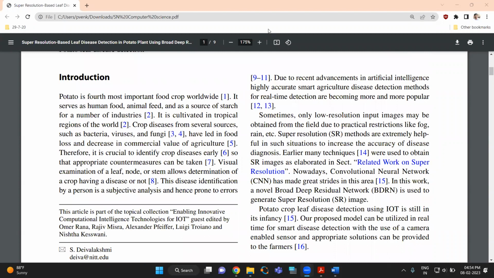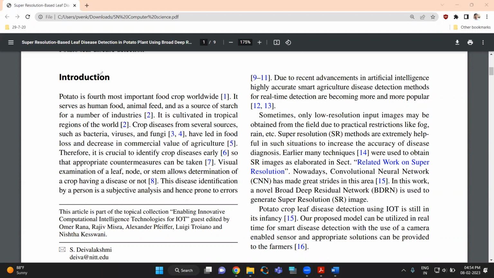In this introduction, whatever the leaf we are taking, here we are taking the potato leaf. About the potato leaf, whenever we are writing one sentence, we have to cite one paper for that. For citing one paper, we can go with two ways.